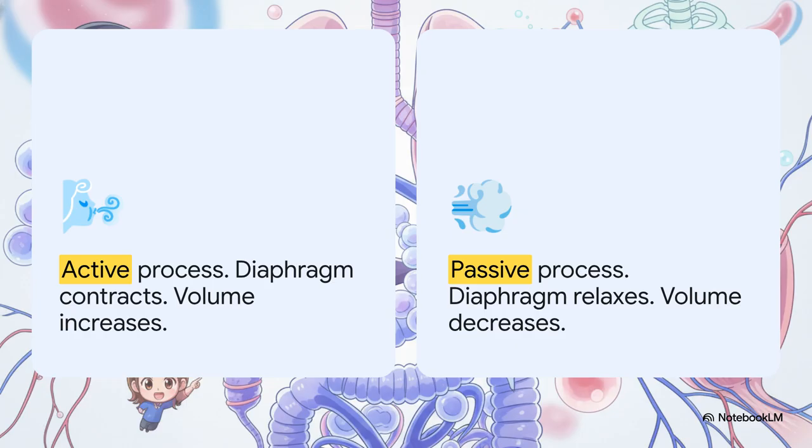You literally just relax those muscles. Your lungs act exactly like a stretched rubber band. They use elastic recoil to snap back, shrinking the volume, raising the pressure, and effortlessly pushing the air back out.